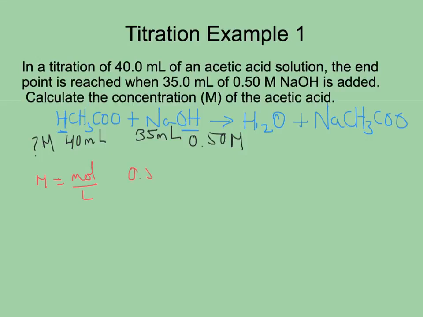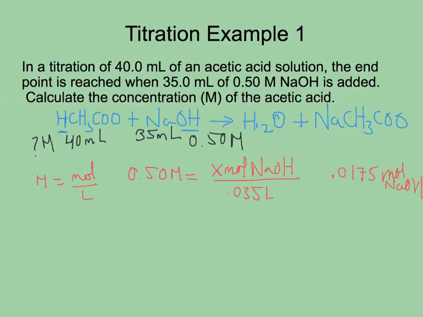So we can say that 0.50 molar is equal to X moles of NaOH over liters, which would be 0.035 liters. So that gives us 0.0175 moles of NaOH. So we found moles of the substance that we have information about. Next is to find moles of the substance we're interested in. So our next step would be to find moles of the acetic acid.